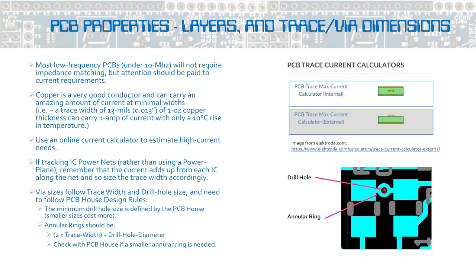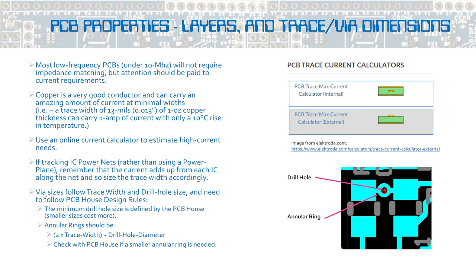The reason I say it's probably not going to matter too much, though, is copper is a very good conductor and can carry an amazing amount of current. As an example, a trace width of 13 mils. Anybody know what mils are? It's a thousandth of an inch, very small. That can actually carry, with 1 ounce copper, 1 amp with only a 10 degree C rise in temperature. That's pretty impressive. Now, is that a low impedance interface or a low impedance strip of copper? No, it's not. But if you just need power for that, it'll work. It'll have some drop, but it'll work. So it's not a big deal.